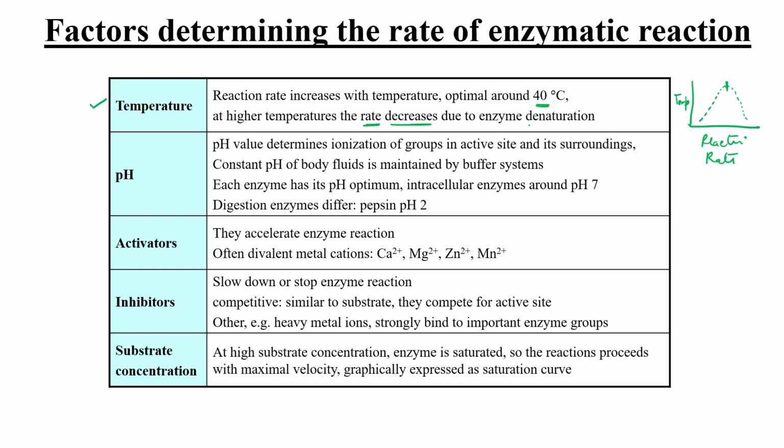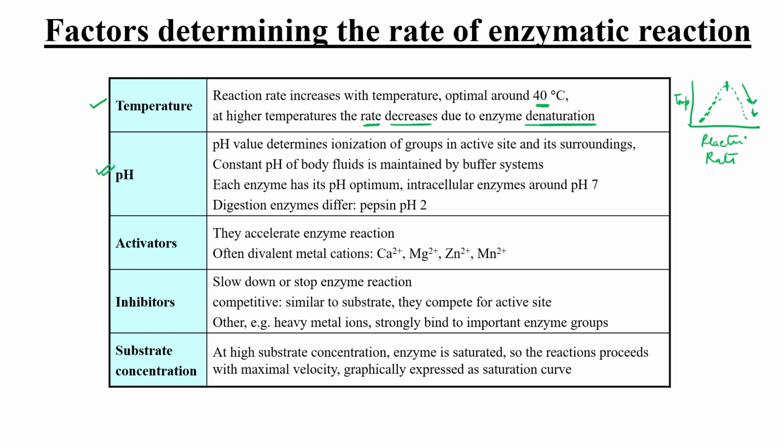Why? Because the enzyme gets denatured at this point. Initially, up to 40 degrees centigrade, the enzyme rate increases slowly. But after the optimum temperature of 40 degrees centigrade, if we continuously increase the temperature, the rate decreases due to enzyme denaturation.